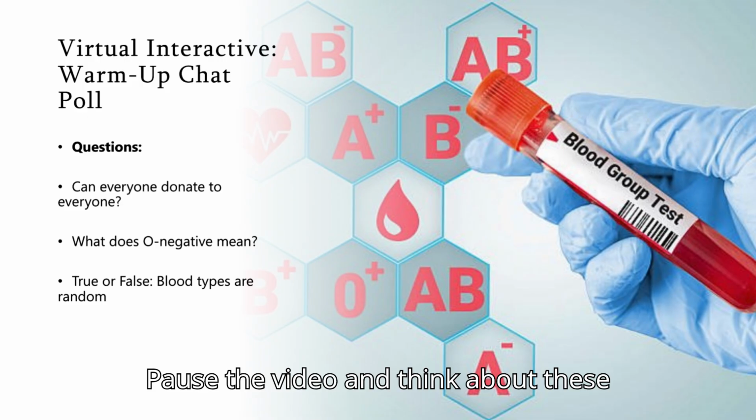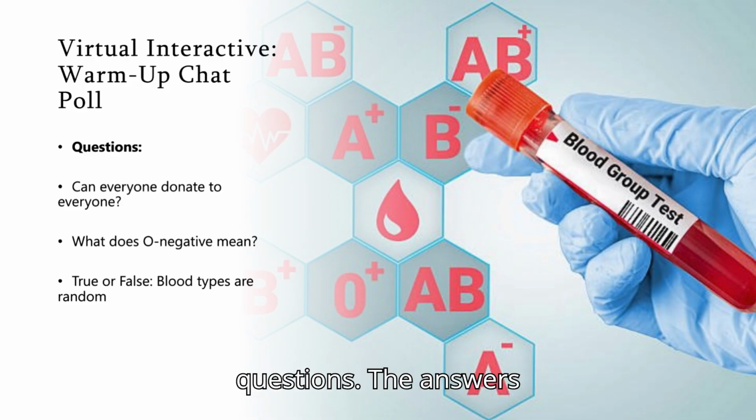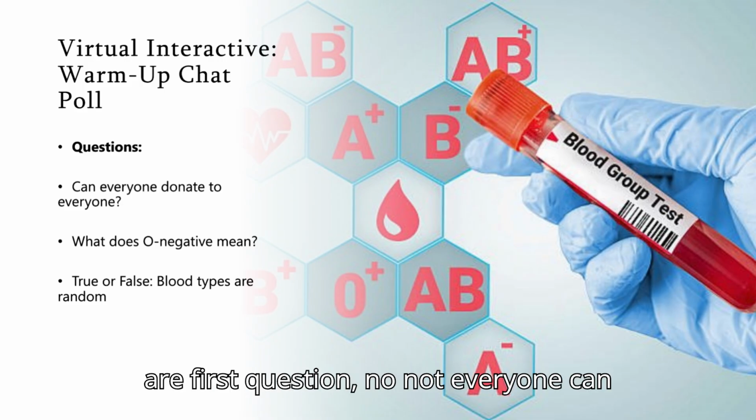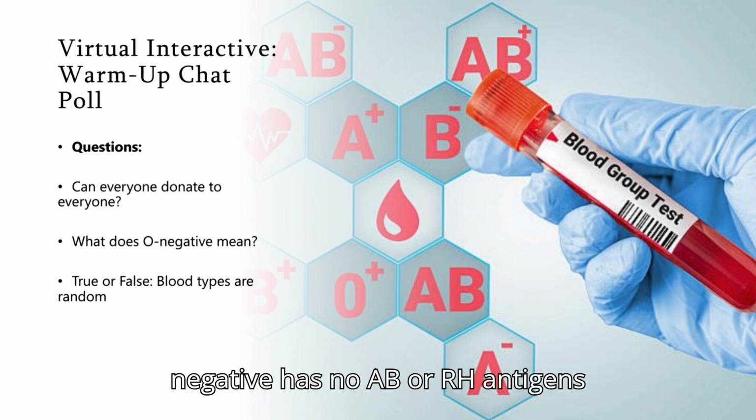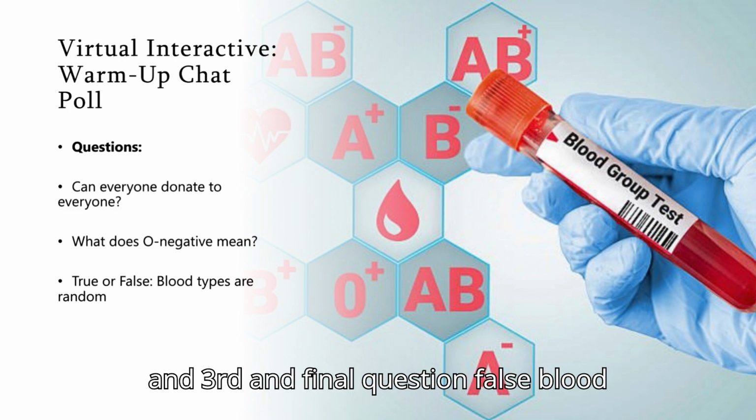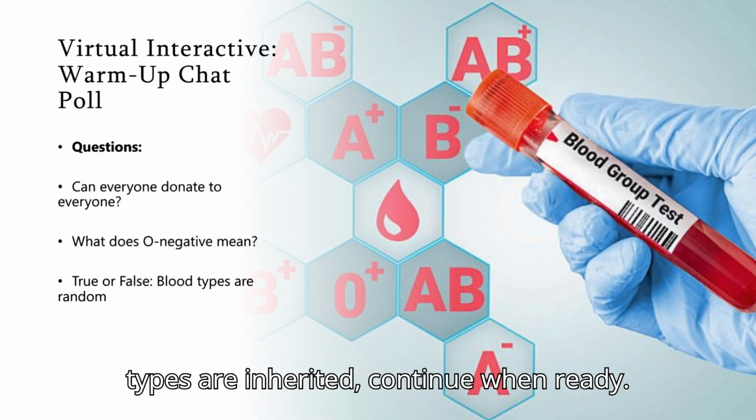Pause the video and think about these questions. The answers are: first question, no, not everyone can donate to everyone. Second question, O negative has no A, B, or Rh antigens. And third and final question, false, blood types are inherited. Continue when ready.